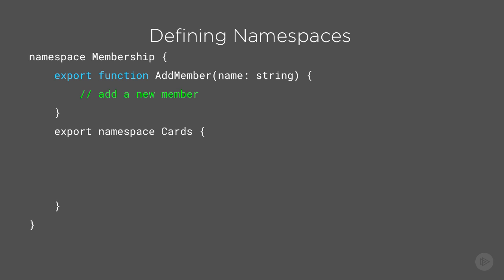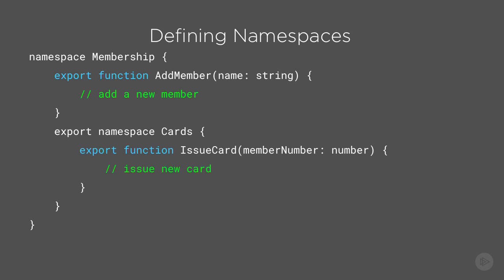Namespaces can also be nested. A nested namespace must also be prefixed with the export keyword. You can then export objects from the nested namespace just like you do from the root namespace.